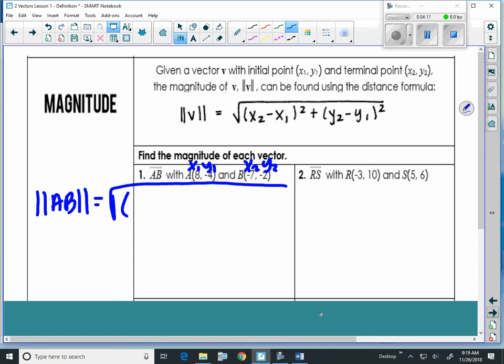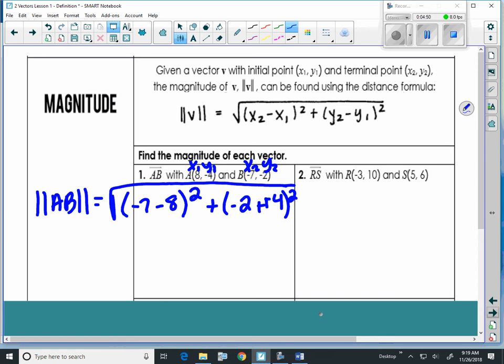Okay, so if you look at our formula, it's x2 minus x1. Well, x2 is negative 7 minus x1, which is 8. Okay, don't forget the squares on those. We always have to put the square. And then we do our y's. y2 is negative 2 minus y1, which is negative 4. Now, what do you notice at the end where it's negative 2 minus a negative 4? What can I do there? Yes, two negatives make a positive. So it's going to be negative 2 plus 4.